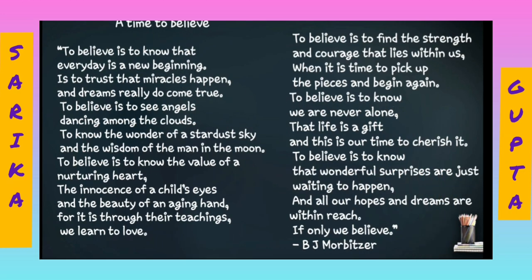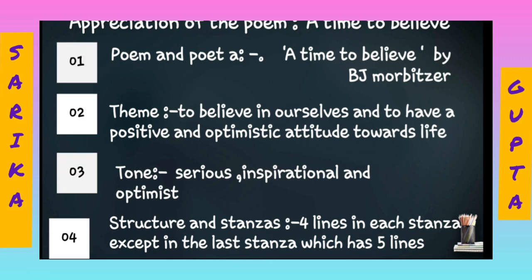Here we have the poem with us, A Time to Believe. Let's see about the appreciation of this poem. First is Poem and the Poet, A Time to Believe by B.J. Morbidzer. Theme: to believe in ourselves and to have a positive and optimistic attitude towards life. The tone used over here is serious, inspirational, and optimistic.